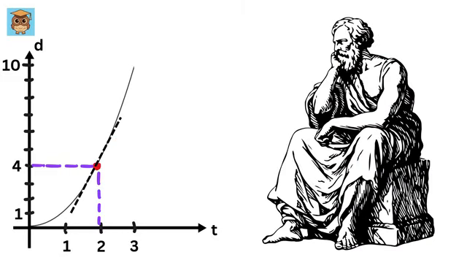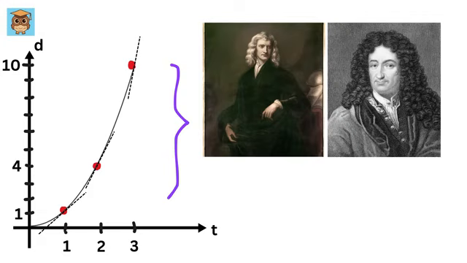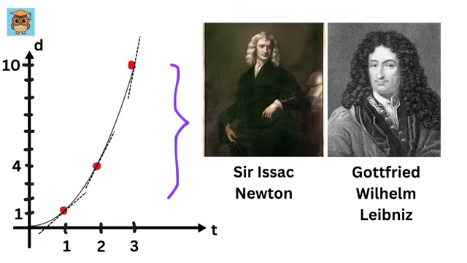Back in the 1600s, this was a huge problem. The slope wasn't constant anymore. People could draw the curve, but they had no idea how to calculate the slope at any specific point on it. And then came geniuses like Isaac Newton and Gottfried Wilhelm Leibniz in the late 1600s.